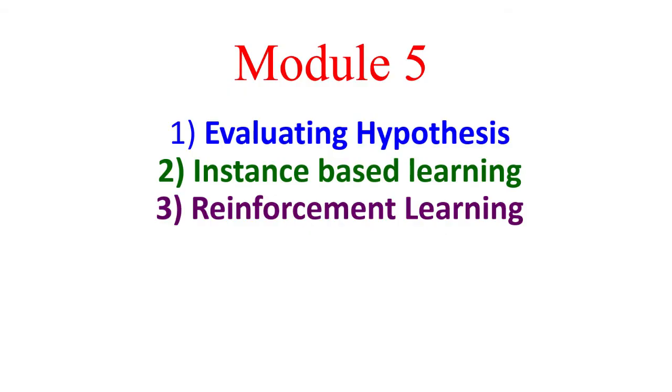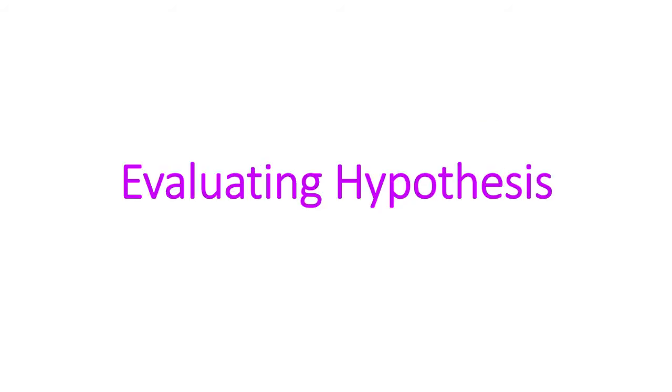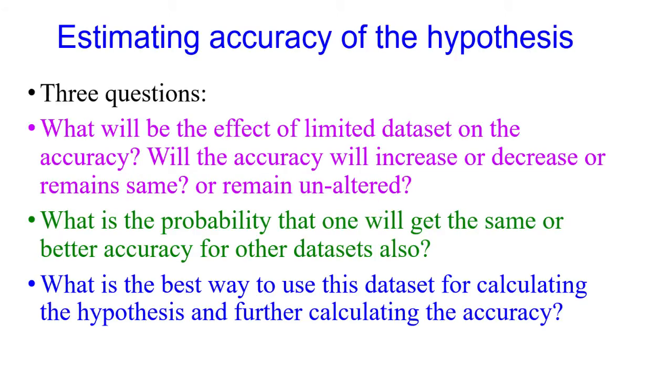Hello everyone. Today we will see Module 5 in Machine Learning course. There are 3 chapters in Module 5. They are Evaluating Hypothesis, Instance-Based Learning, Reinforcement Learning. Let us see what we mean by evaluating hypothesis.